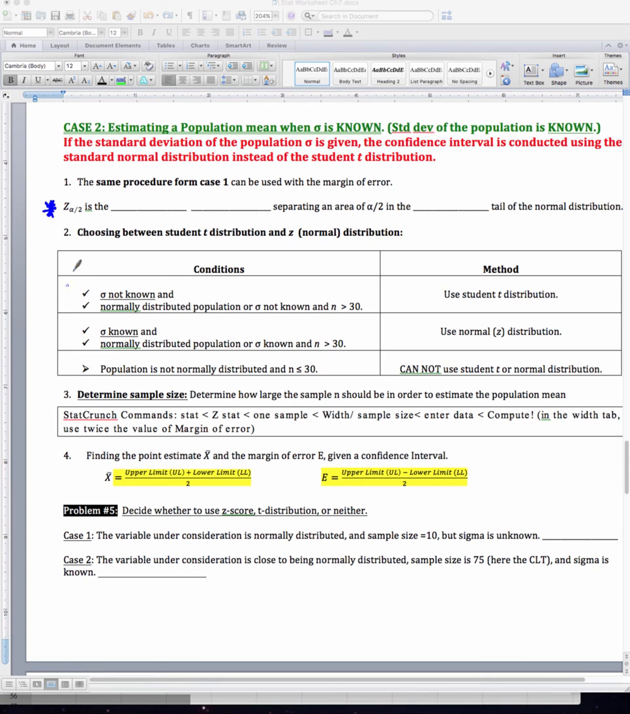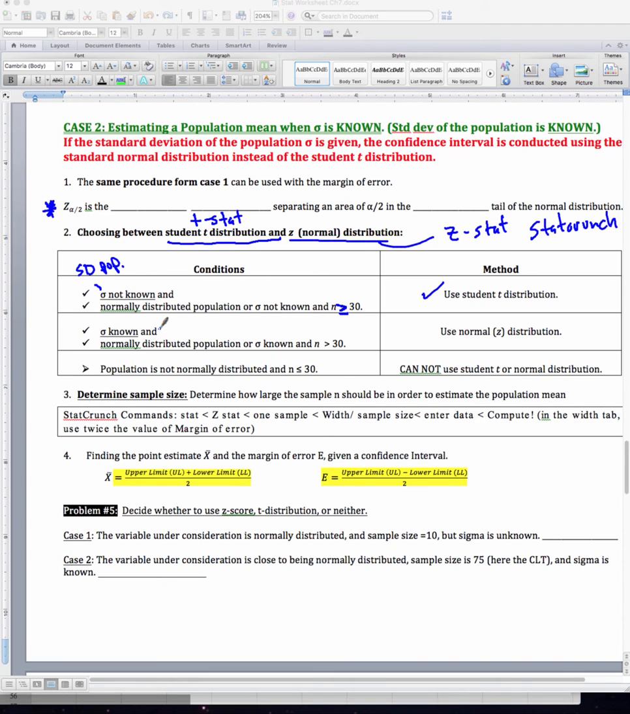It's the same thing. But choosing between the student T, which we call T-stat, or the Z distribution, which we call Z-stat. These are StatCrunch commands. Okay, conditions. Sigma is not known. Remember, sigma is the SD of the population. So if that's not known, and it's a normally distributed population, or if sigma is not known and n is greater than 30, you would use this T distribution. You could put an equal sign on that too if you want.